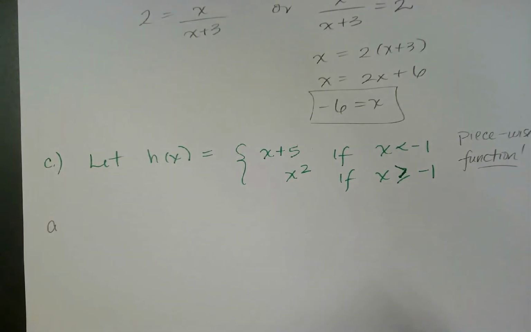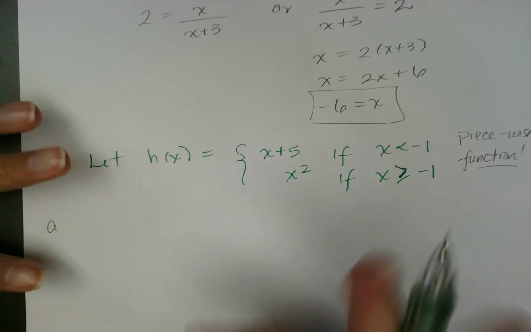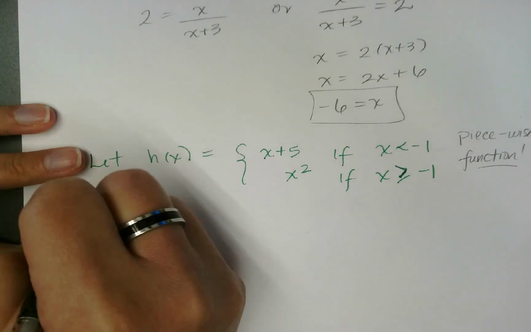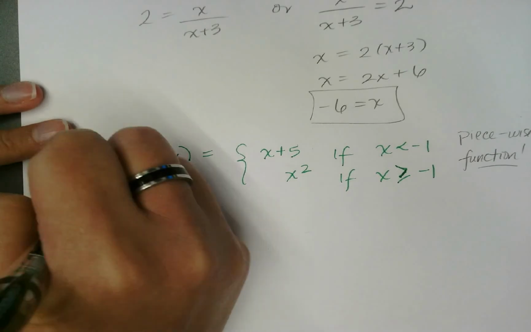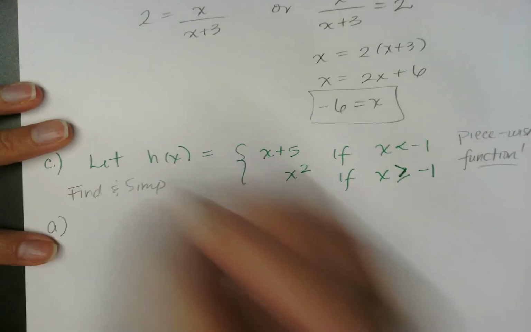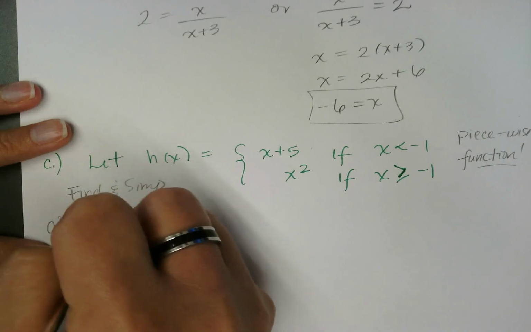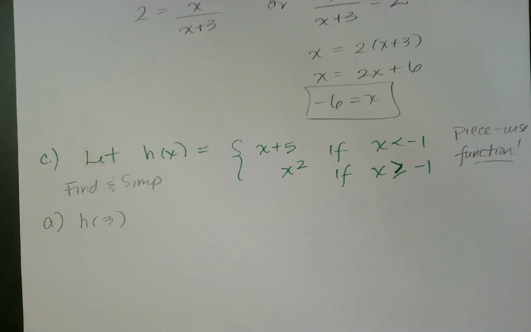That's a weird, that's a C, and then that's an A. You'll survive. Find and simplify h of 3. So I'll do the first one, then you guys do the rest.